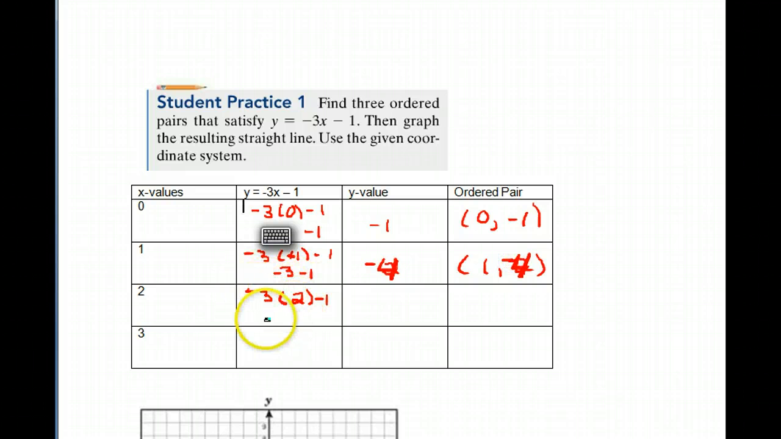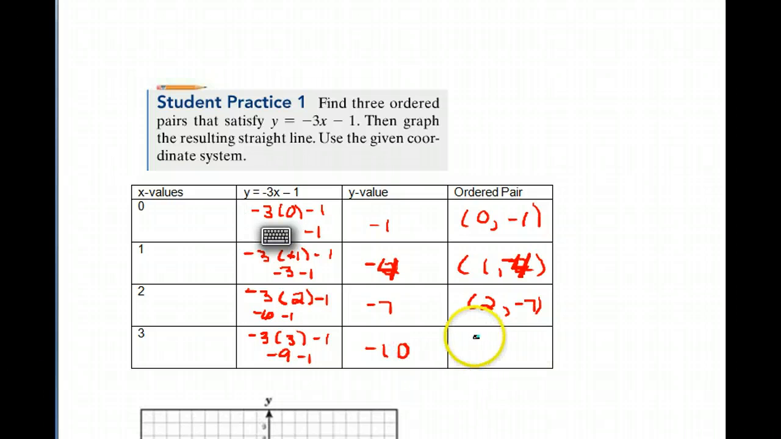Okay, negative 3 times 2 is negative 6, minus 1 is negative 7. So we have ordered pair 2, negative 7. Then we have negative 3 times 3 minus 1 is negative 9 minus 1, which is negative 10. So we have ordered pair 3, negative 10.